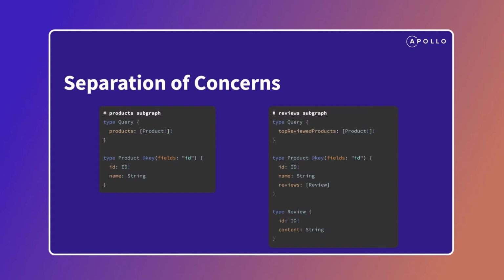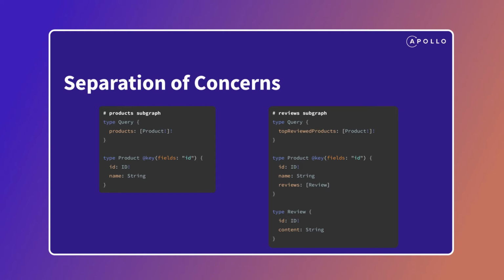The schema that I showed earlier that had both products and reviews maybe should actually be split up into two different schemas owned by different teams. The products team would have data stores with all the product data and would provide a GraphQL schema that expresses the capabilities that they can provide.